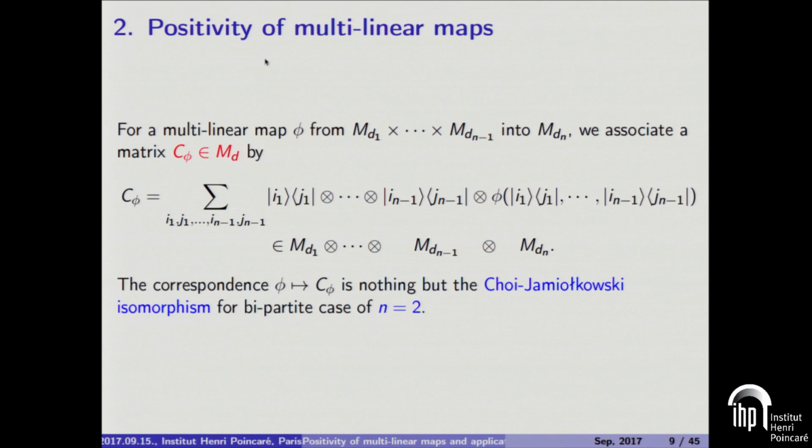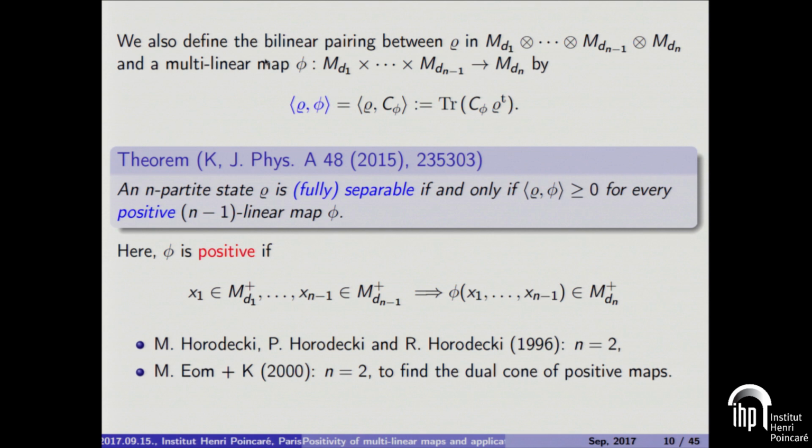Okay, then we can define the bilinear pairings between the tensor product of the n object and the multilinear maps with the n minus n variables like here. So here is the state rho, then state rho and the multilinear map here, then we replace the multilinear map by the Choi matrices. Then these two things belong to the same object, so we can take the bilinear pairings as usual. So this is the summation of all entry-wise products, of course.